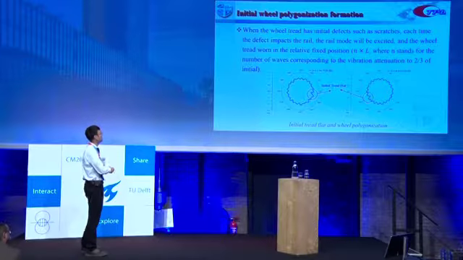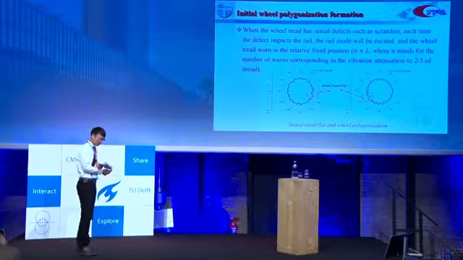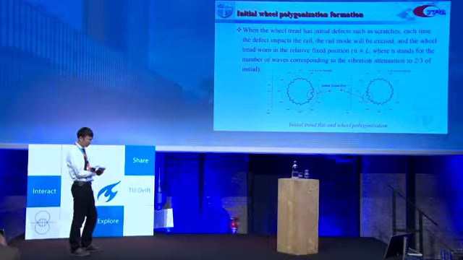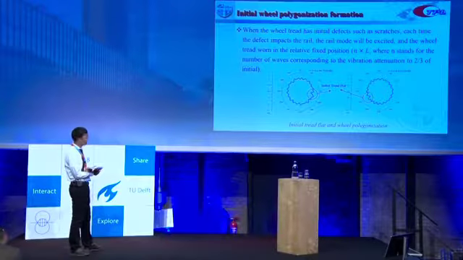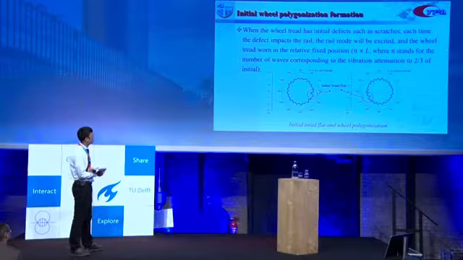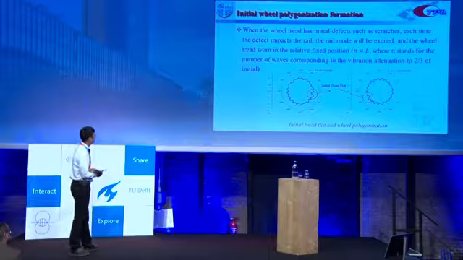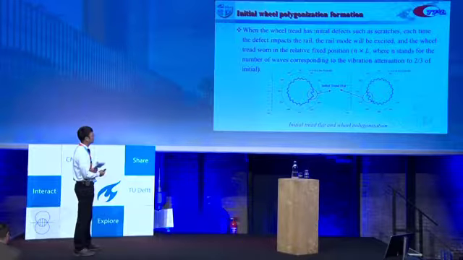Now we mainly focus on the formation and the evolution of the wheel polygonization. When the wheel tread has initial defects such as scratch, each time the defect impacts the rail, the mode will be excited, and the wheel tread will wear in relatively fixed positions.